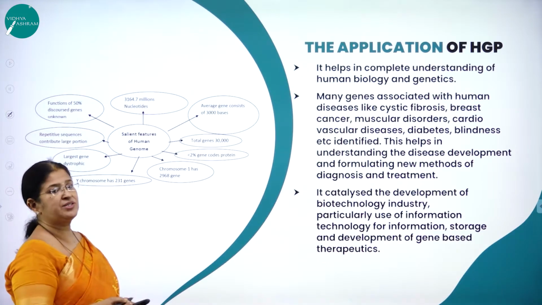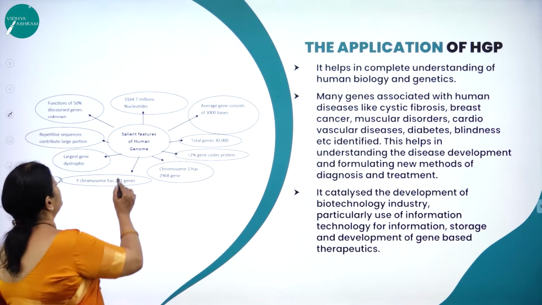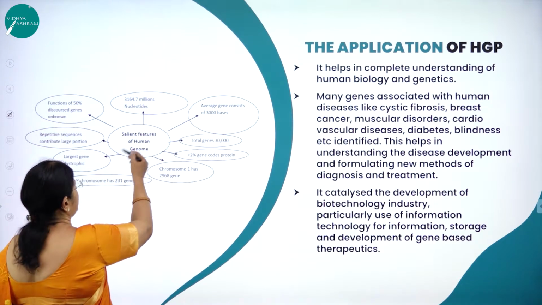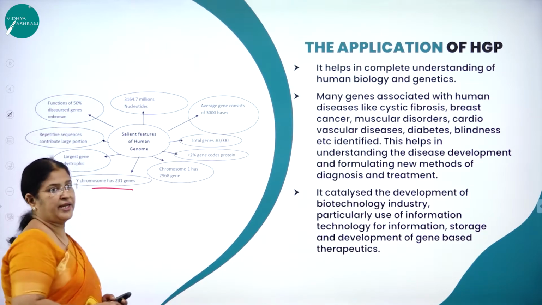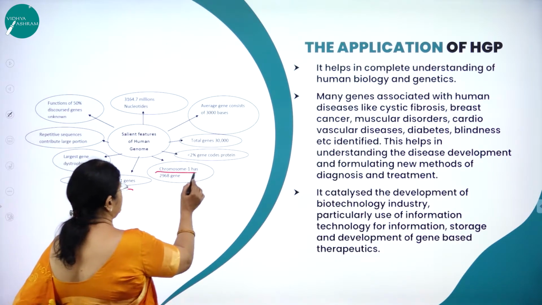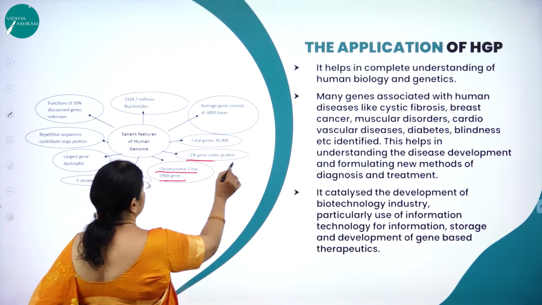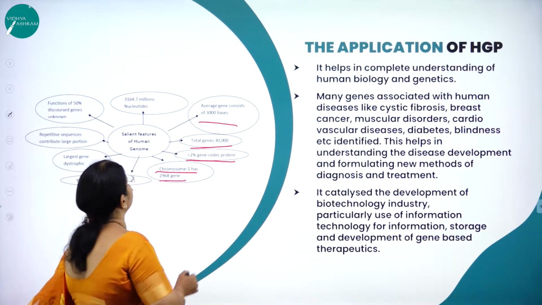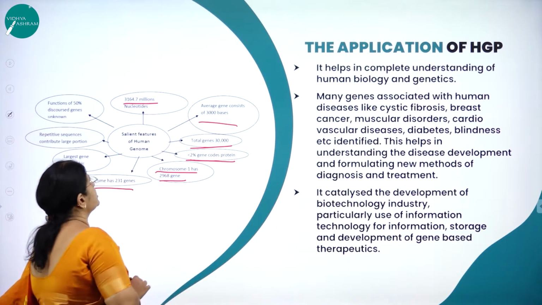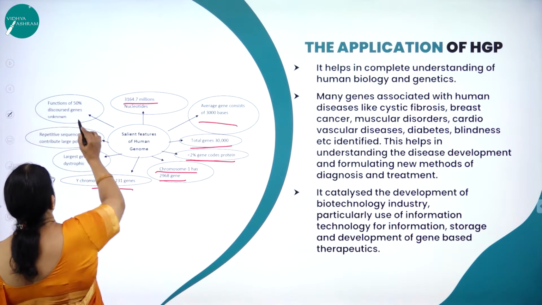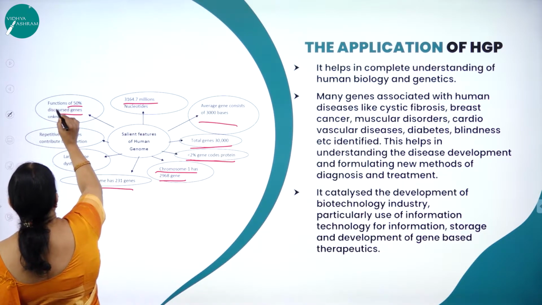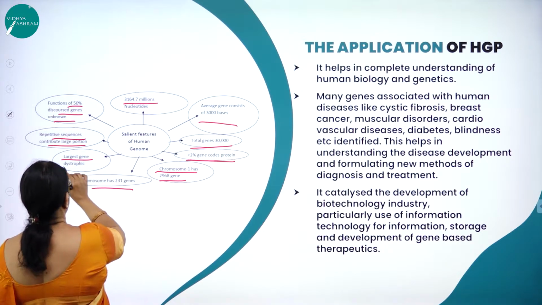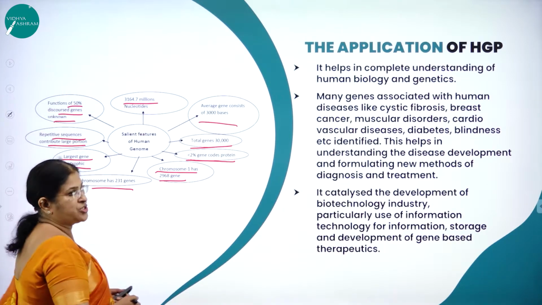Now, what are the applications of HGP? There are wide applications of HGP, and here you can see the outcomes of the HGP. As I already said, chromosome X has 2968 genes, 2% of the genome codes for protein, total genes 30,000, average gene consists of 3,000 bases, then 3164.7 million nucleotides, functions of 50% of discovered genes are unknown, repetitive sequences contribute a large portion, and the largest gene is the dystrophin gene.